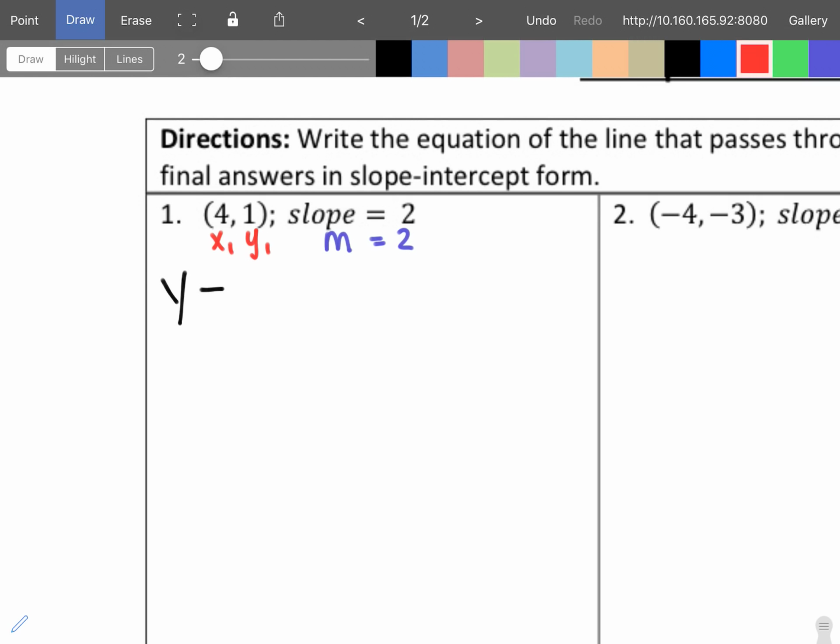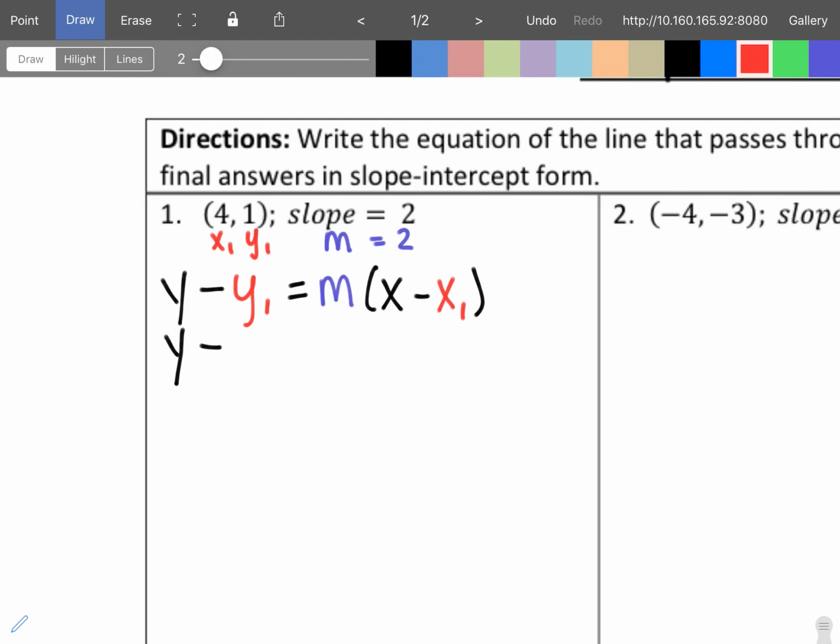And then minus y1 equals m times x minus x1. So let's plug in what we have. So we have y, remember we always keep this y by itself. We keep that, we don't plug anything into that. We plug it into the y1.